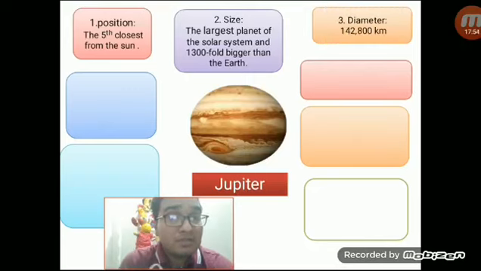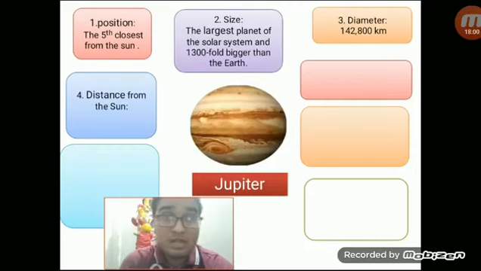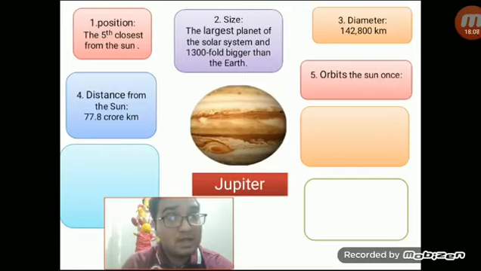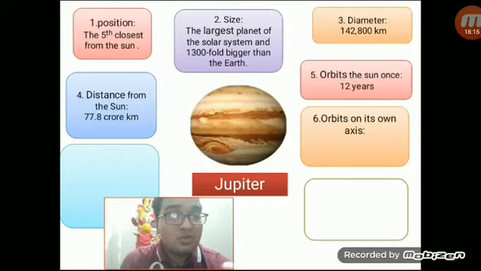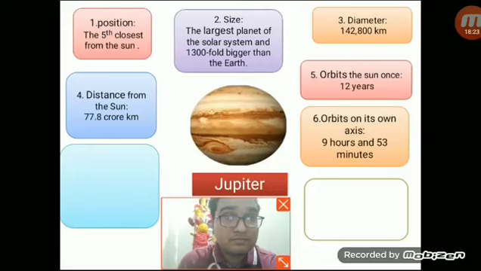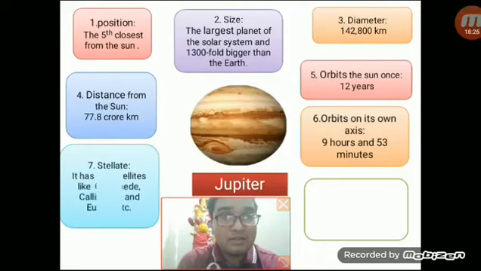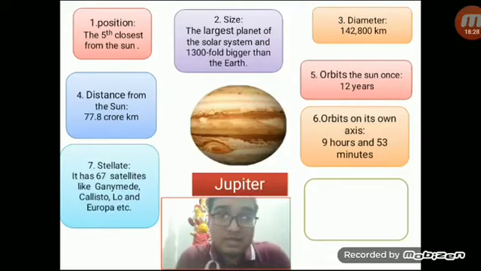Then diameter: its diameter is 1,42,800 kilometers. Then distance from the sun: it is situated 77.8 crore kilometers away from the sun. Then to orbit the sun once, it needs 12 years. It's a long time. Then to orbit on its own axis, it needs 9 hours and 53 minutes. Next, satellites: it has 67 satellites like Ganymede, Callisto, Io, Europa, etc.